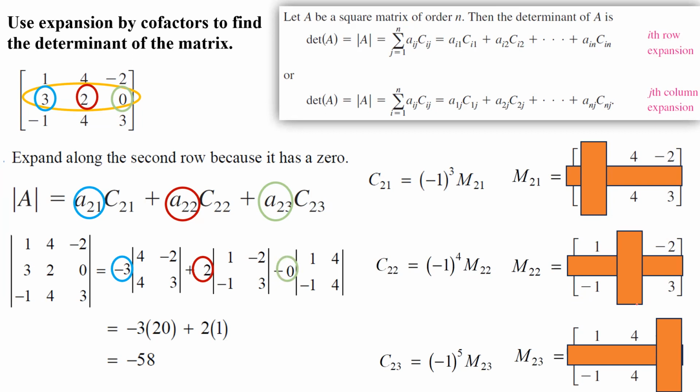So you basically get -3 times 12 plus 8, which is 20, plus 2 times the determinant, 3 minus 2, which is 1. And this is just 0. You don't even have to calculate this. And the determinant is equal to -58.